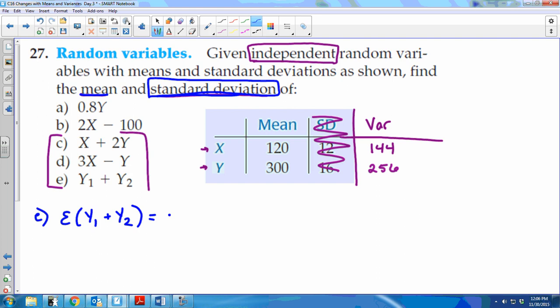Y1 plus y2 is 600. Oh my god. It's just y twice. Oh my gosh. What the heck? 300 plus 300. Okay, I didn't see the X. It's the Y. Right, okay, excellent.